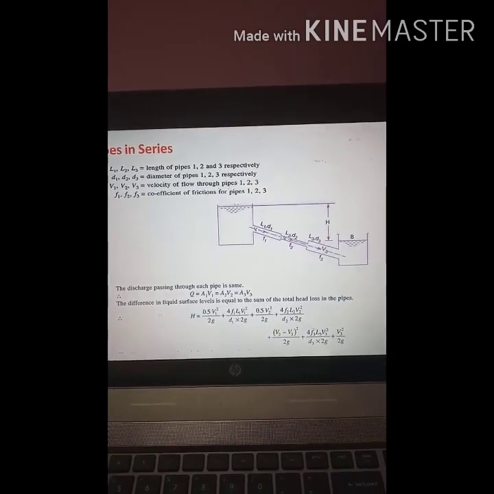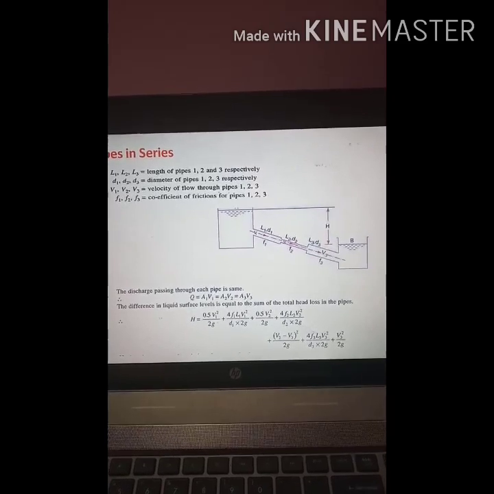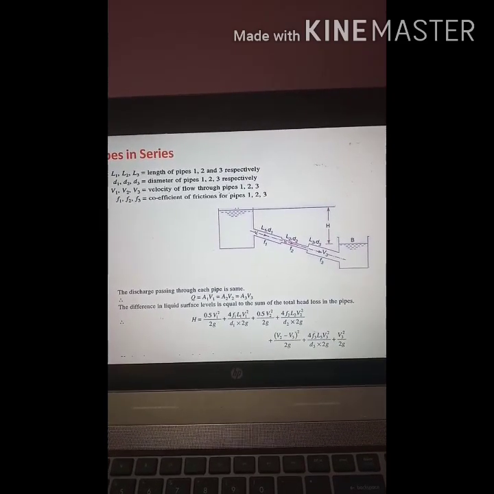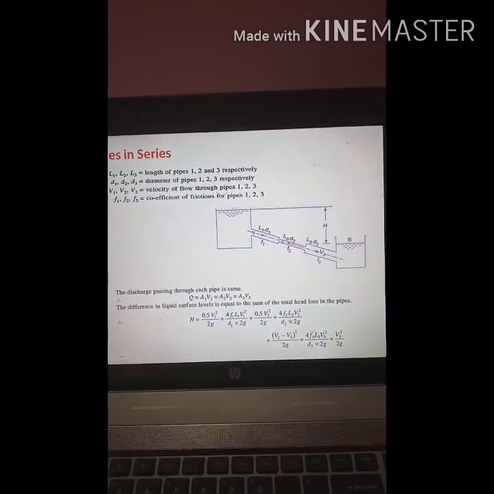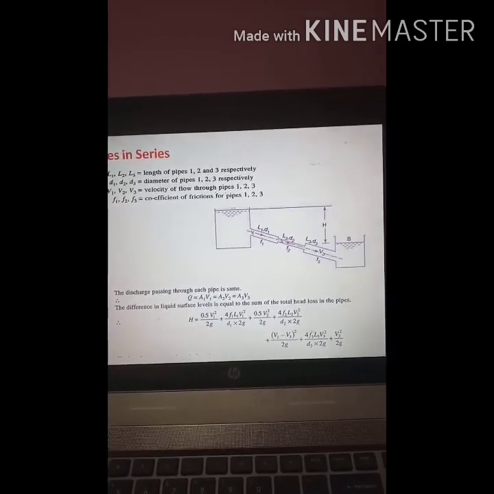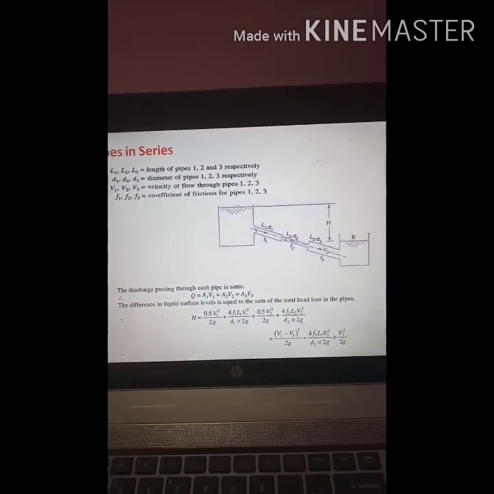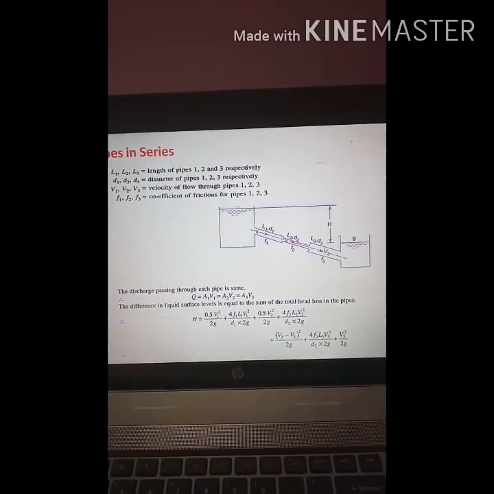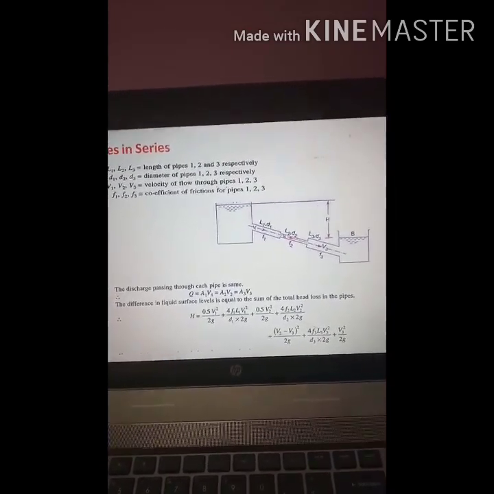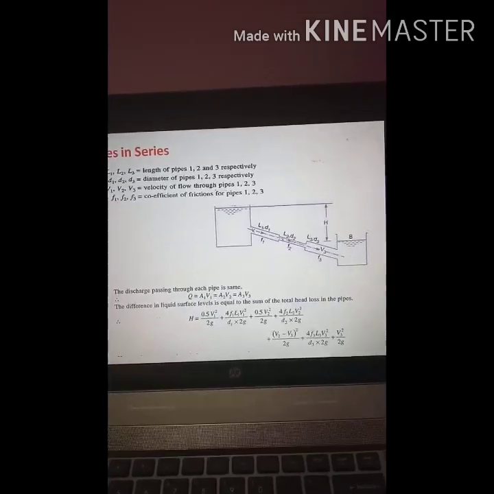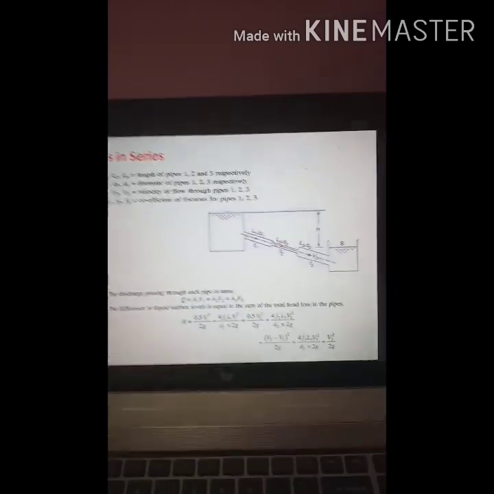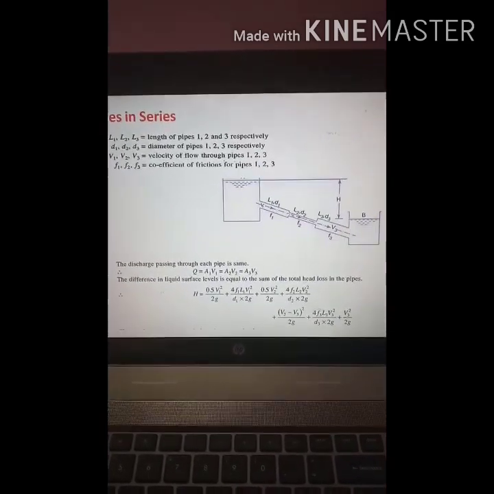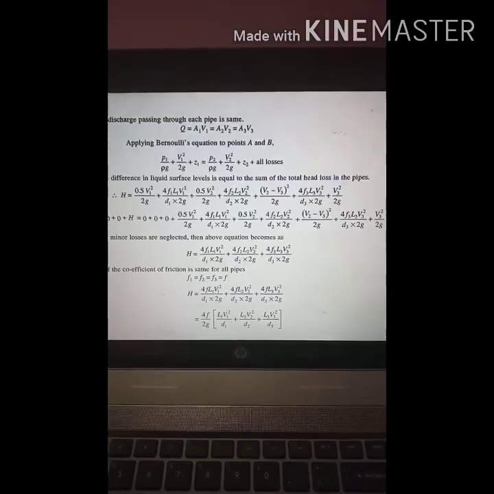Now the terms PA, VA, PB, VB will be 0 for both the tanks. Only ZA minus ZB will remain, which is capital H, and that capital H will be equal to all the losses, that is, minor loss plus major loss. Those losses you have to consider while calculating the datum head difference. So the datum head difference is nothing but the losses between point A and B.